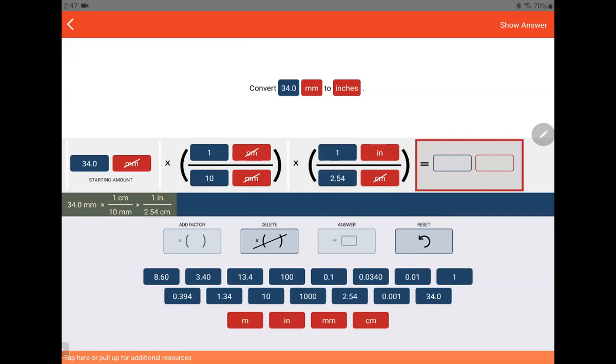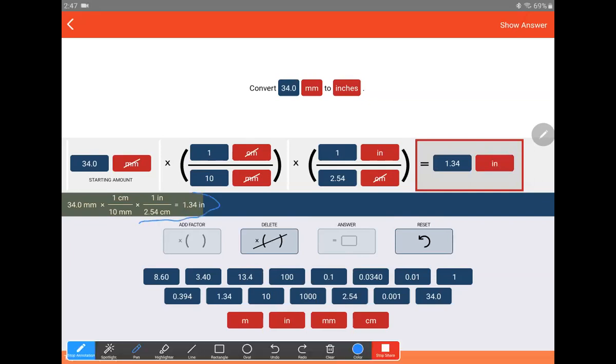Now I do the math. Multiply anything on the top, divide by anything on the bottom. So I have 34 divided by 10, 3.4 divided by 2.54 gives me 1.34. And that is in inches. Right here, it shows it all worked out for you. And this really helps you represent the numbers and the units.